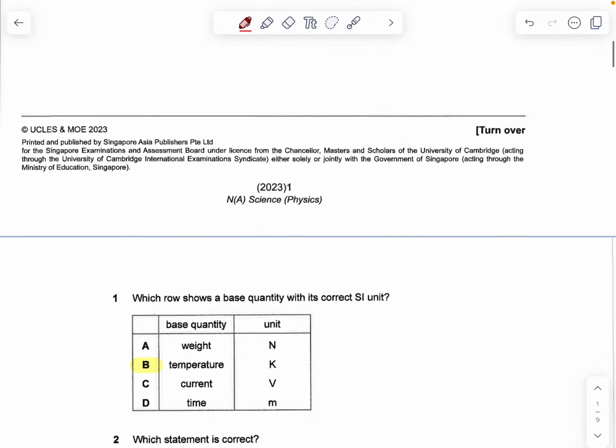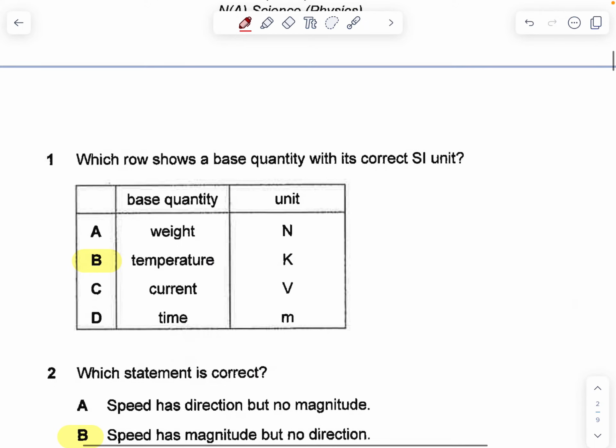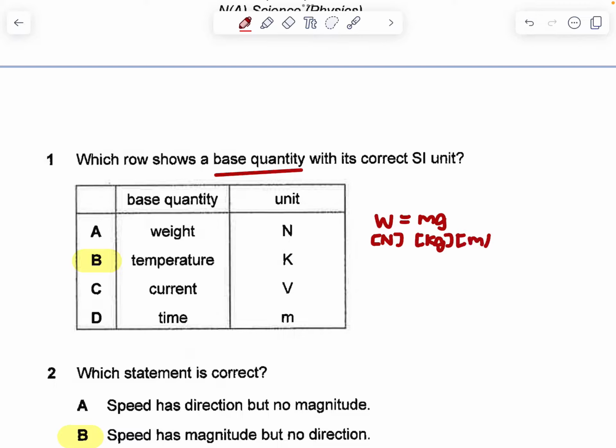2023, Paper 1. Question 1. Which row shows a base quantity with its correct SI unit? Weight is not a base quantity, but we can derive weight to be W equals mg. Weight is in newtons. Mass is in kg. g is meter per second per second.